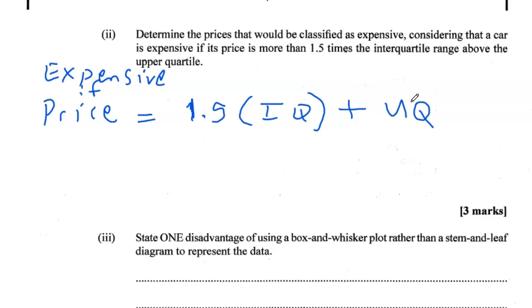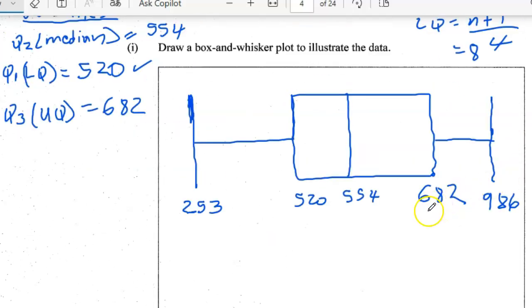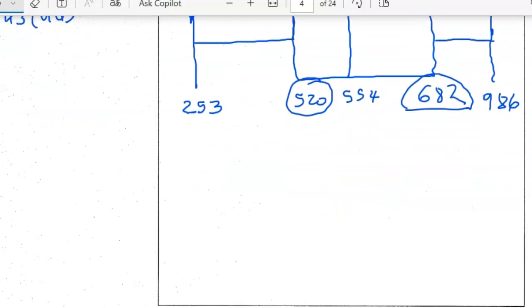So when we multiply the interquartile range by 1.5 and add it to the upper quartile, whatever we get, any price above that we'll consider to be expensive. Now to calculate the interquartile range, we need the upper quartile and the lower quartile. Let's look again at what the upper and lower quartile were. The upper quartile was 682, Q3, and the lower quartile was 520.